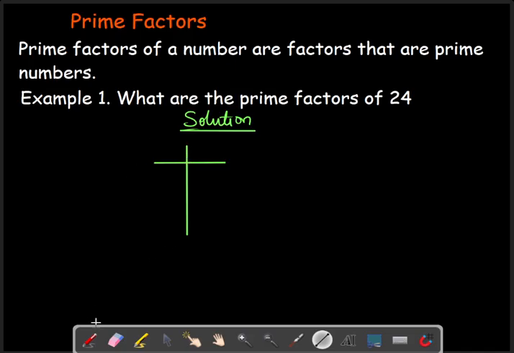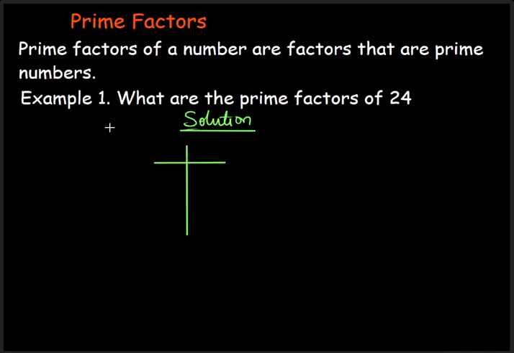So let's see. We have 24. Now, what do we do here? We are using only the prime factors to divide. So use only the factors that are prime numbers. Let's see what we'll get.